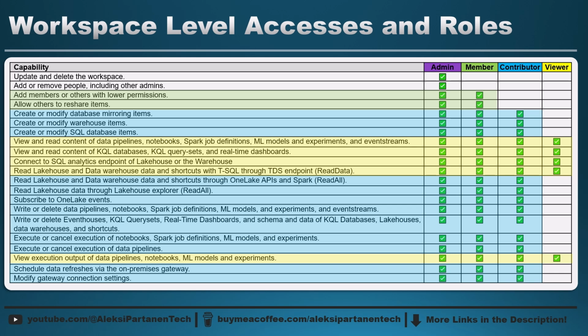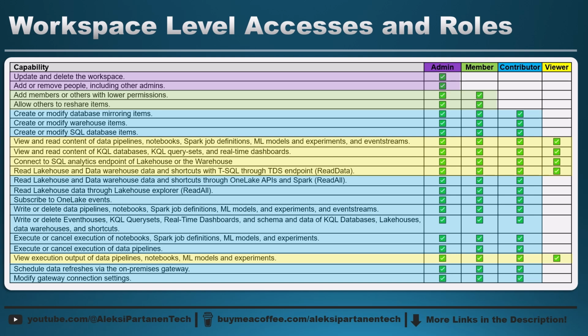And finally, we have the admin role. Admins can do everything the previous roles can, and more. They can update and delete the workspace itself, add or remove any people including other admins. This is the highest level of access at the workspace level, and it should be reserved for trusted users who need full control. Try to memorize this table as well as possible for the DP-700 exam, since most likely you are going to have some questions about this.